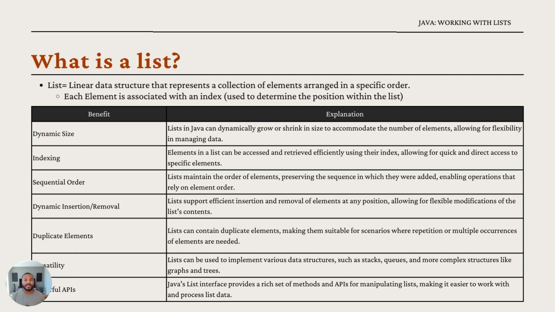Duplicate elements is another benefit to lists. Lists gracefully handle duplicate elements. We can have the same value multiple times within a single list, and the order of duplicates is maintained. This feature is vital for various real-world scenarios, such as managing data sets, counting occurrences, or handling multiple instances of specific items. It basically simplifies tasks that involve managing and processing repeated data.